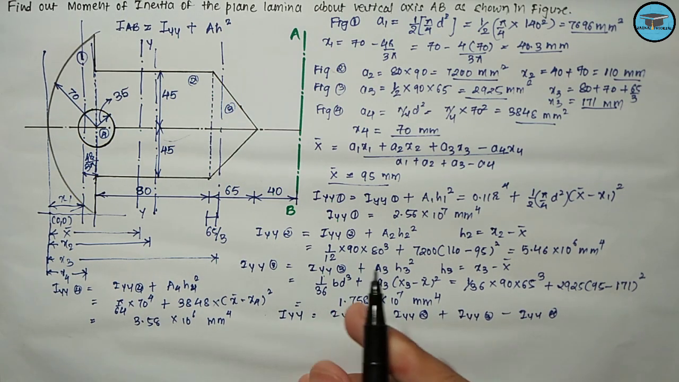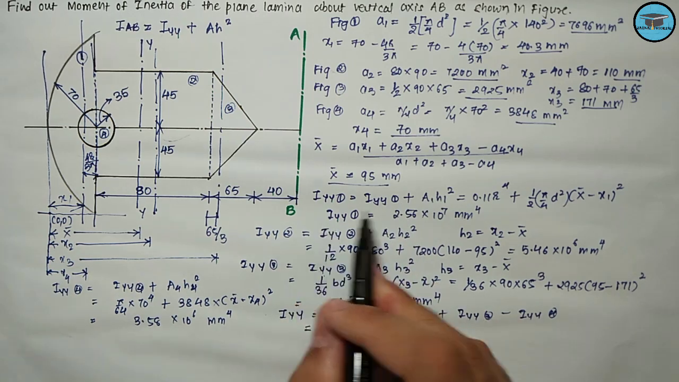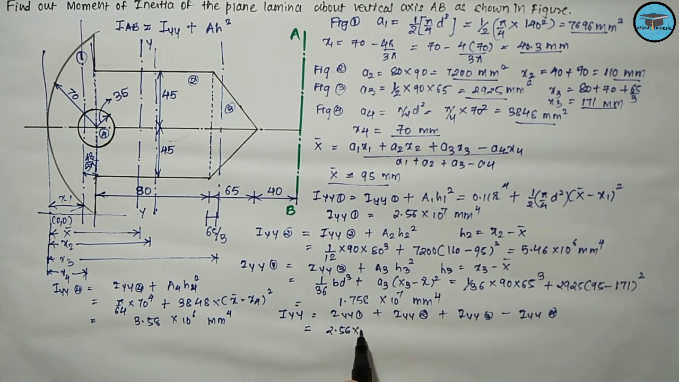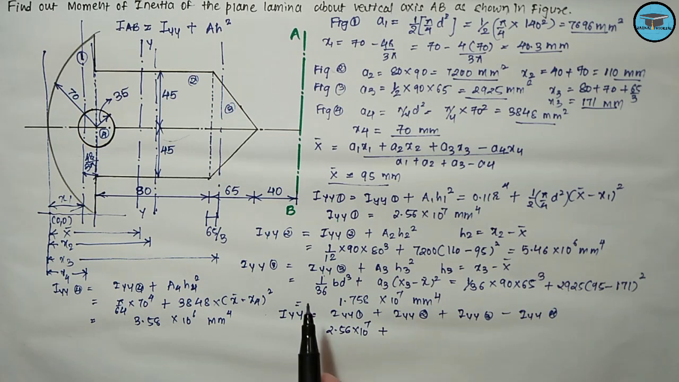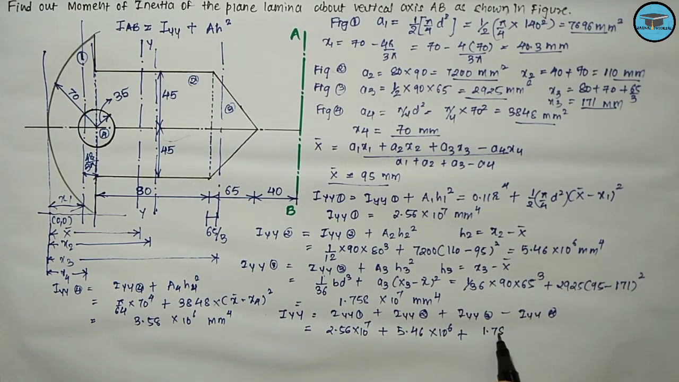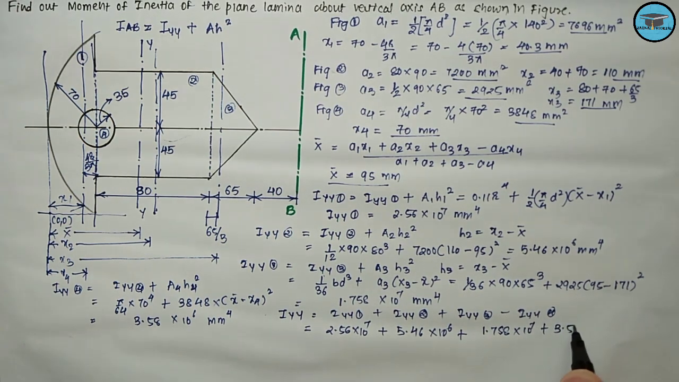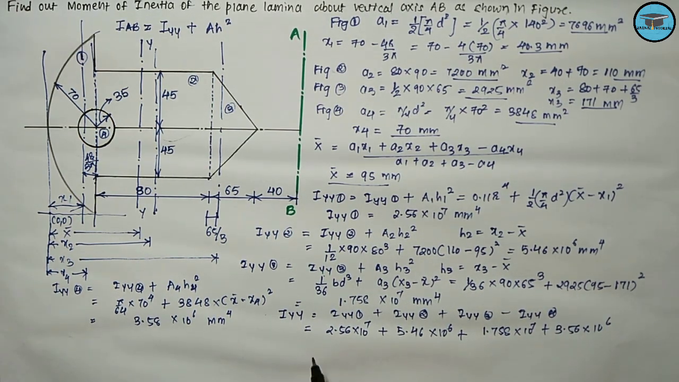So the total moment of inertia can be given as Iyy1, that is nothing but 2.56 into 10 raised to 7, plus Iyy2, that is nothing but 5.46 into 10 raised to 6, plus Iyy3, that is 1.758 into 10 raised to 7, minus 3.58 into 10 raised to 6. So the total moment of inertia about the global y axis can be given as 45 into 10 raised to 6 mm raised to 4. Okay.